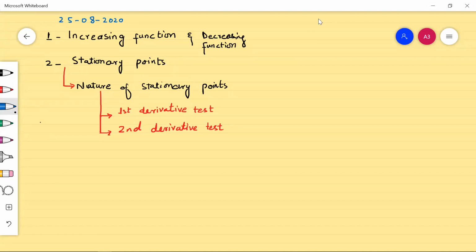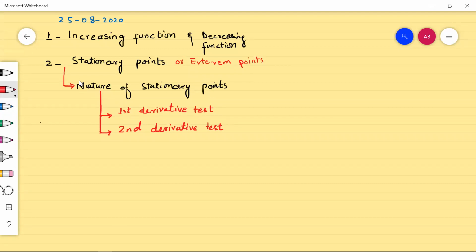Okay, today our lecture consists of the following topics. First, we will discuss increasing functions and decreasing functions. The second one is stationary points. A stationary point, or we can say extreme points. We will discuss these in detail in a moment. The second name is extreme points.